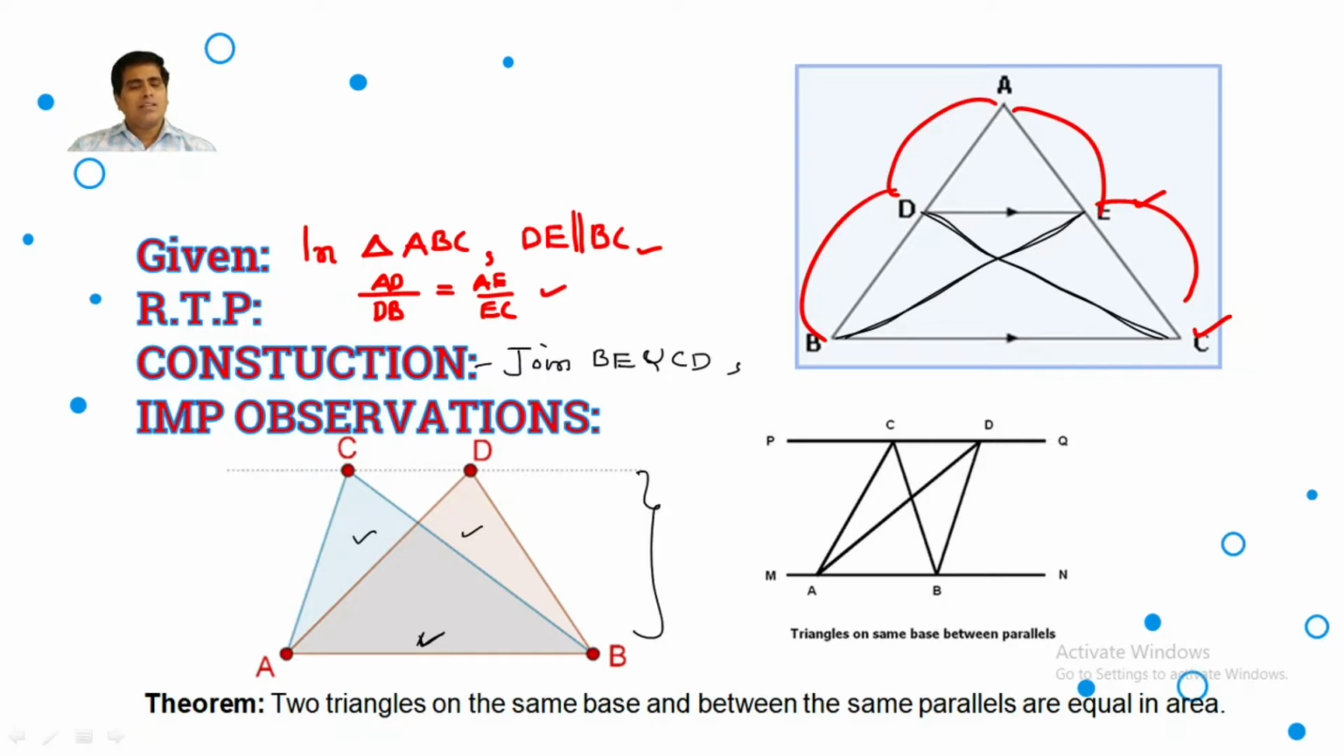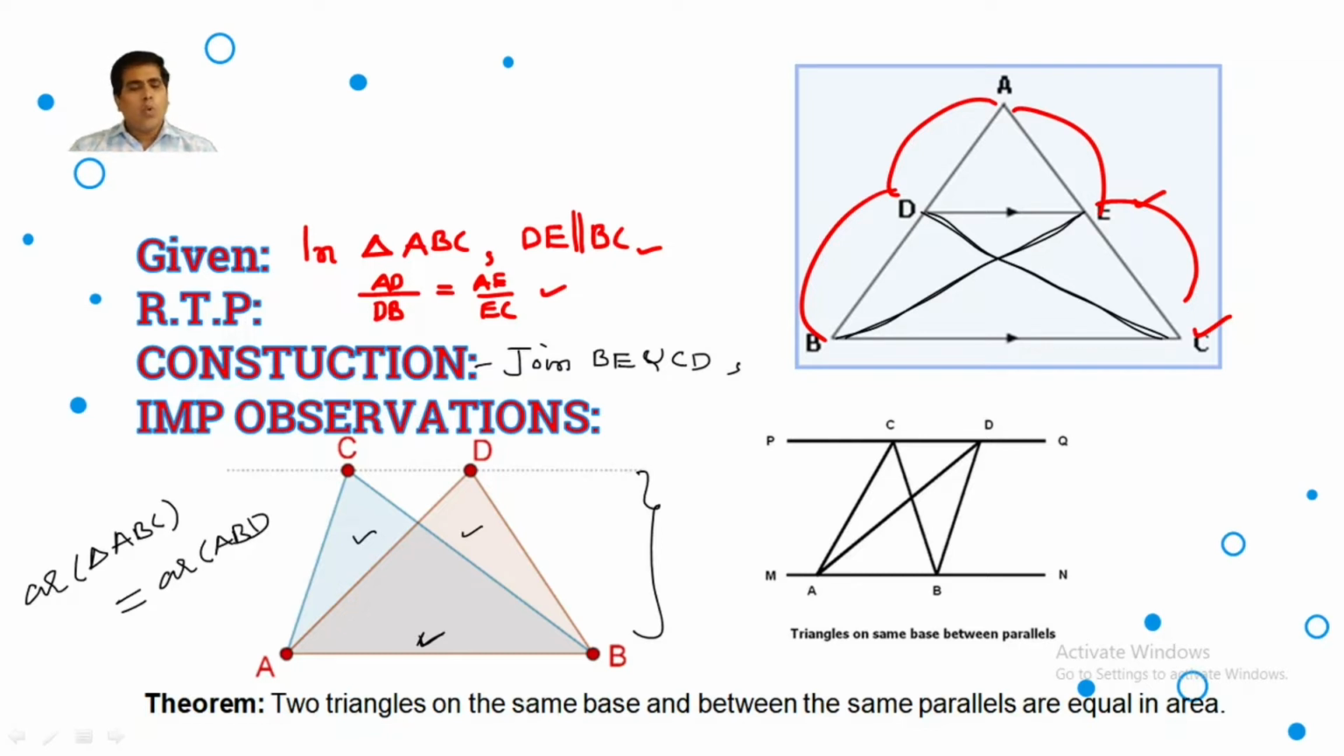One is CD, which I have shown as a dotted line, and AB is the other line. They lie between two parallel lines. So these triangles share two qualities: the same base as well as being between two parallel lines. Therefore, the area of triangle ABC is the same as the area of triangle ABD.